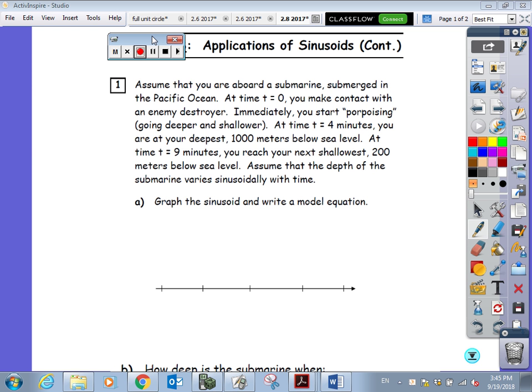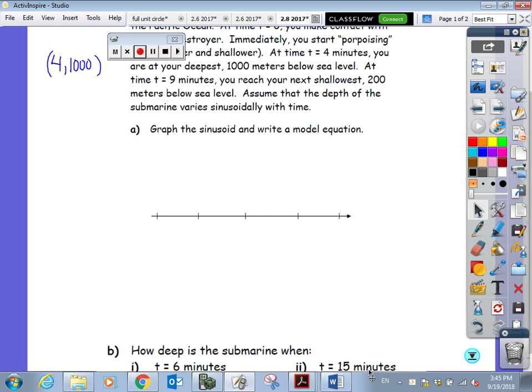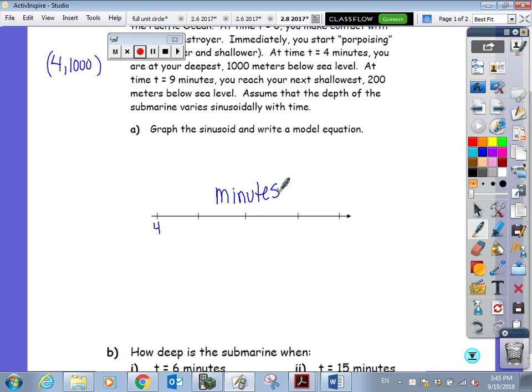And it tells us at time equals 4 minutes, we're at 1,000. It's basically like an ordered pair. So that's where you start. Start with what you know. So on this graph, I know that this is 4. And because I know I'm below it, I'm going to label my graph.